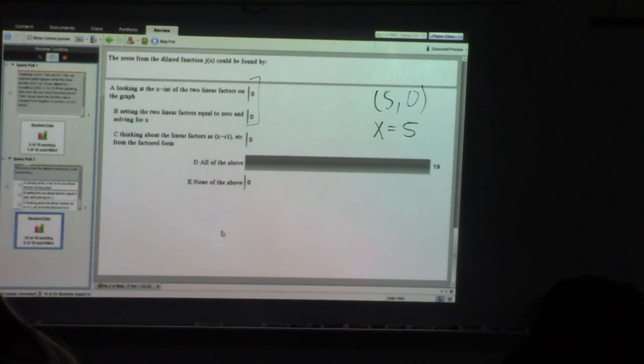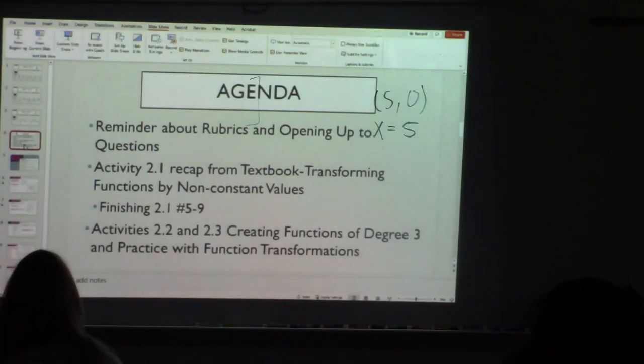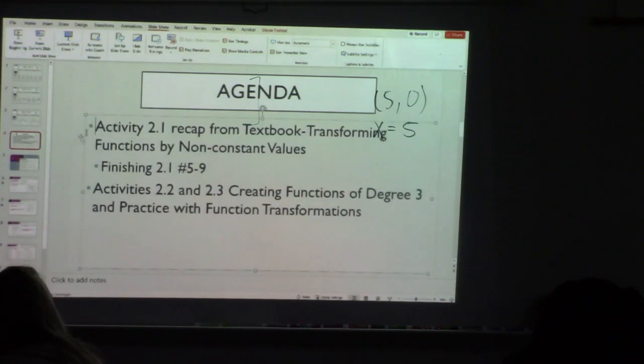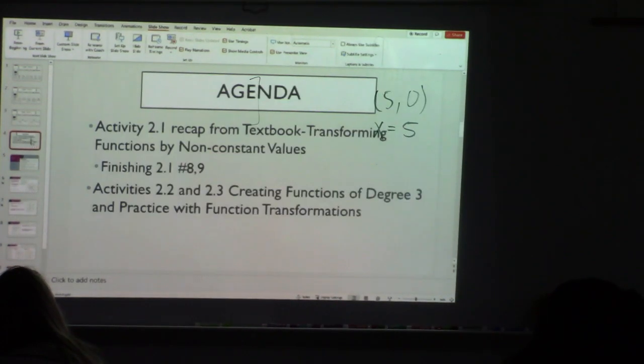Alright. Let's keep going with it. So, yeah, I totally forgot to take off the reminder about rubrics. Let's do that. There. Okay. So we're going to finish activity 2.1 to start. And then we're going to get into activities 2.2 and 2.3.